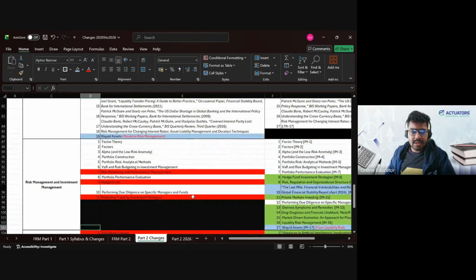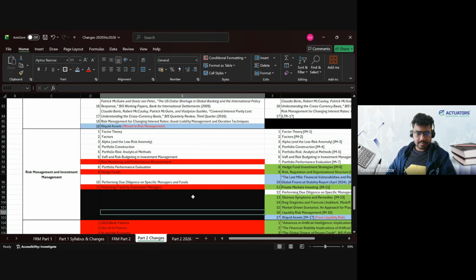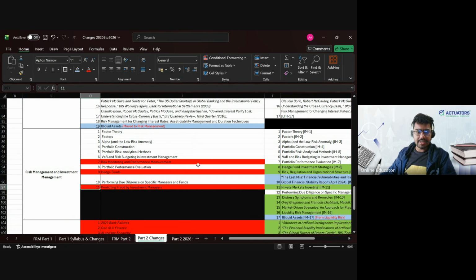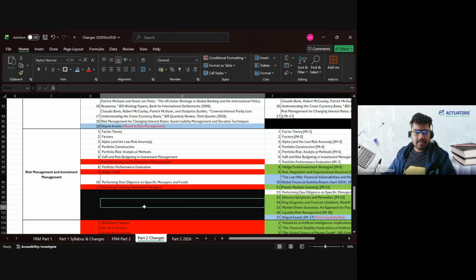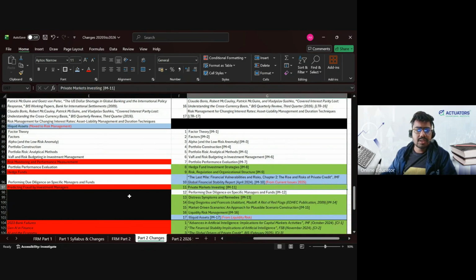Moving to risk management, let's take time here and understand the changes that have happened. So earlier there were only 11 readings. Now they have 17. In these 11 readings, 3 of them were removed totally. So reading number 7, reading number 9, and reading number 11 of 2025 are removed. The risk monitoring and performance measurement, hedge funds, and predicting fraud by investment managers have been removed totally from the subject. And what are the readings which are newly introduced?